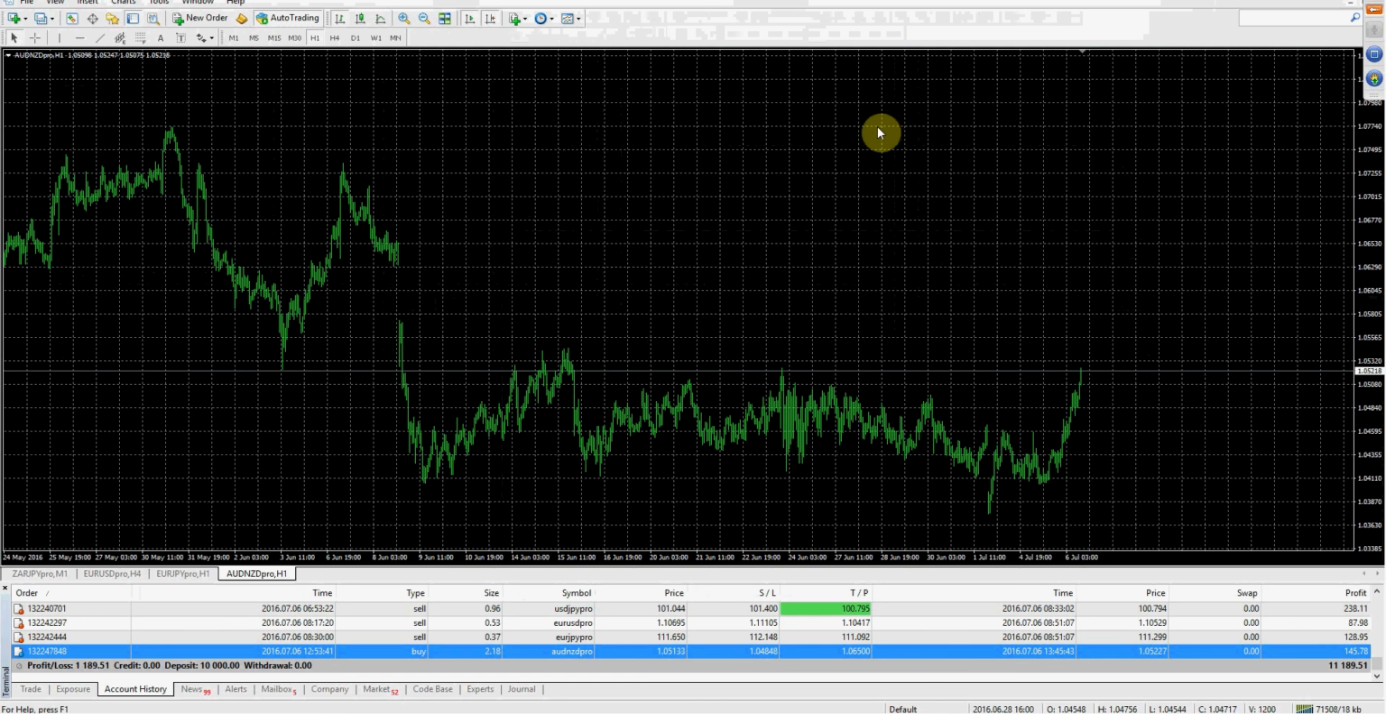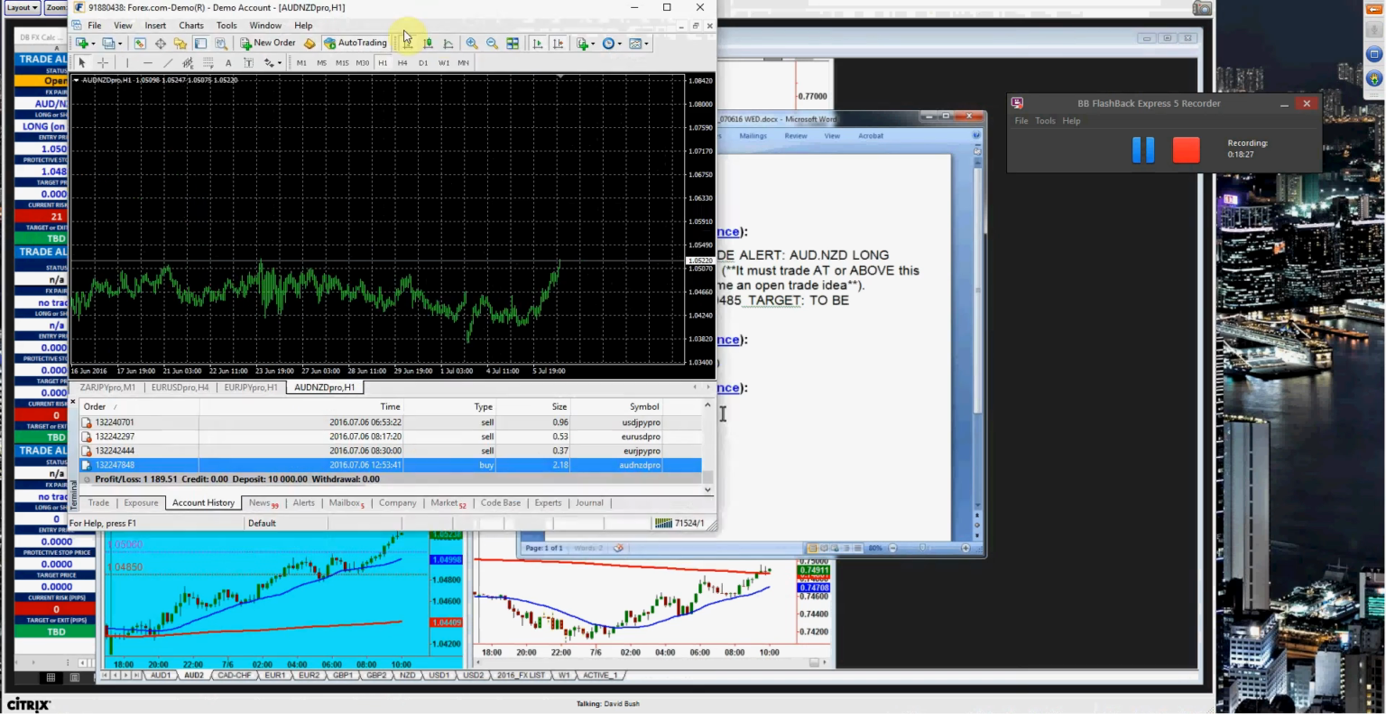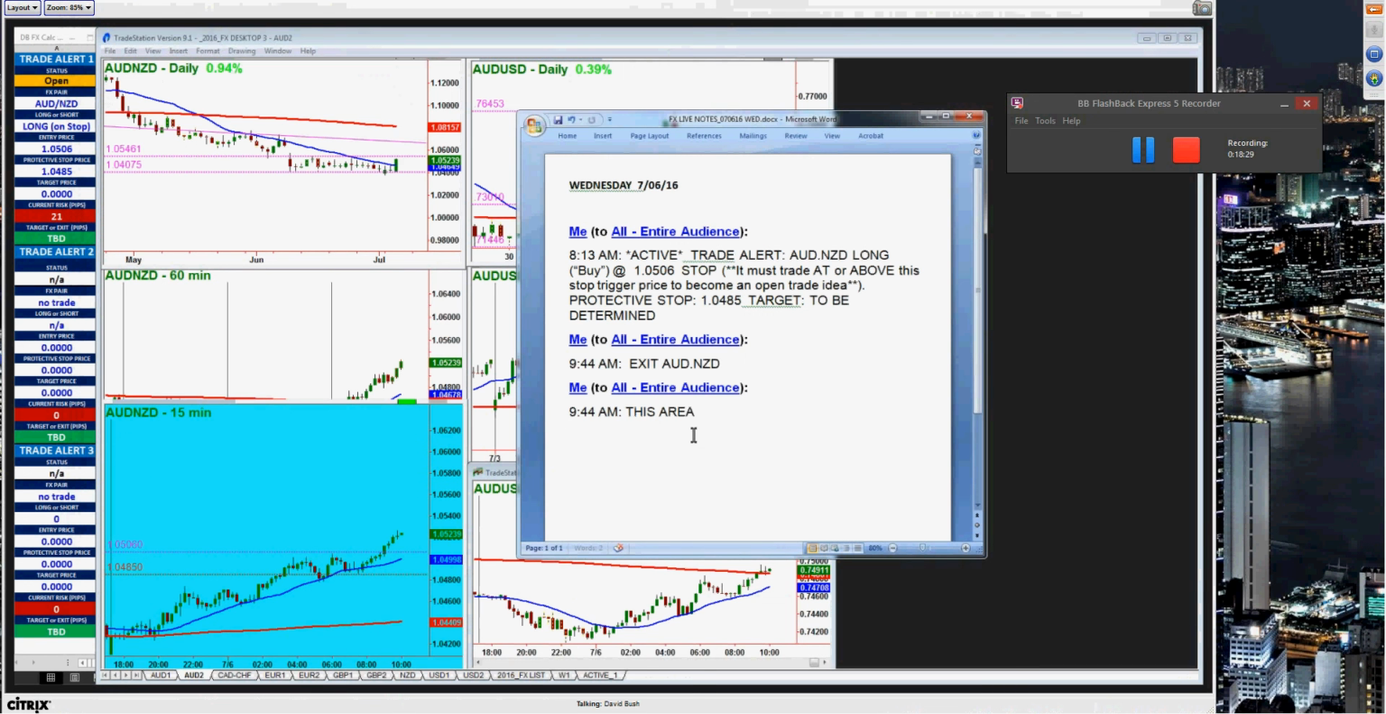All right, let's take a look here. I'm pretty sure this is the trade right here. As you can see, 2.18 lot size, made $145.78. As you can see right now, our profit is $1,189.51.